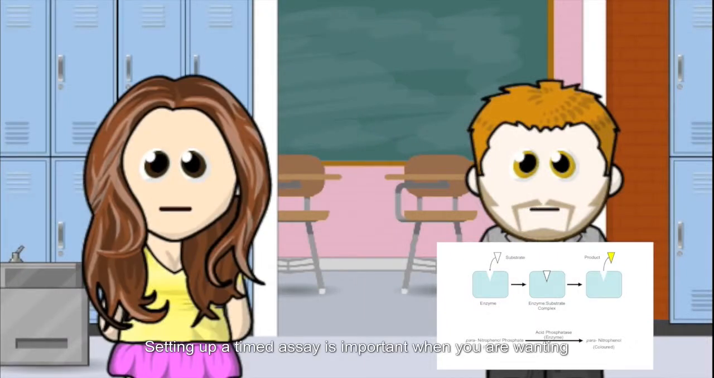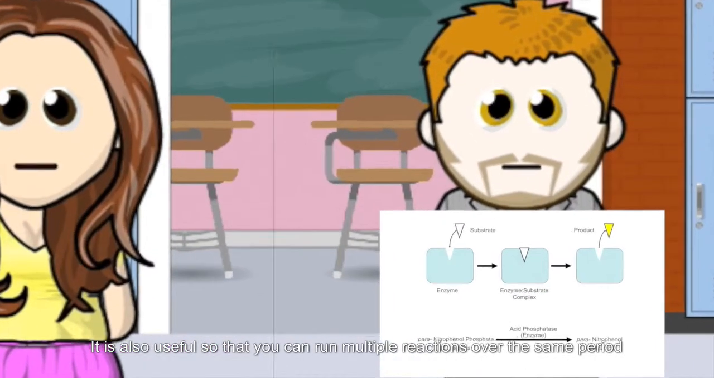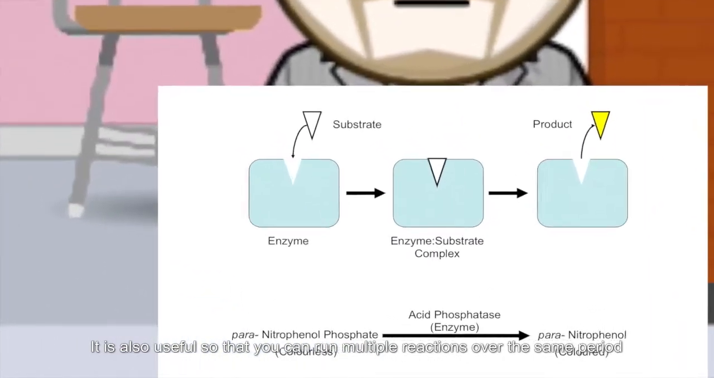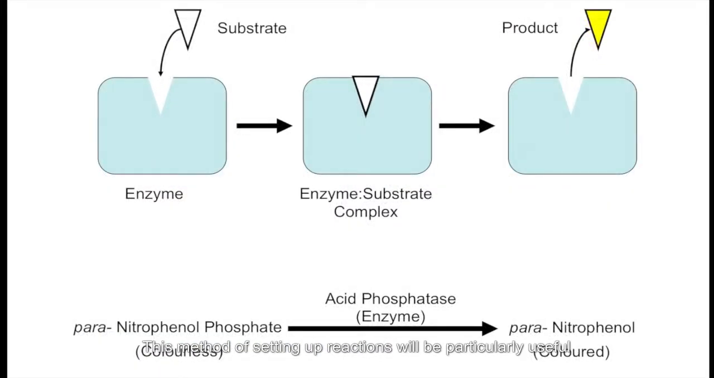Setting up a timed assay is important when you want to measure the rate of a reaction over a given time period. It is also useful so that you can run multiple reactions over the same period. This method of setting up reactions will be particularly useful during the enzyme kinetics laboratory sessions.